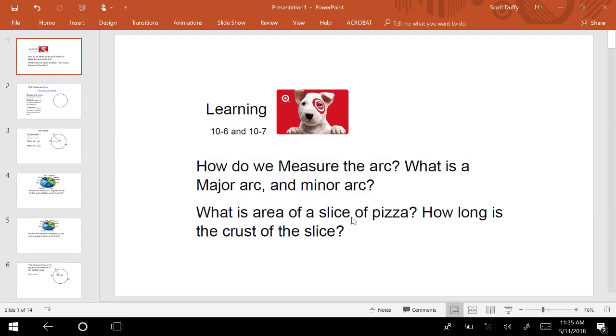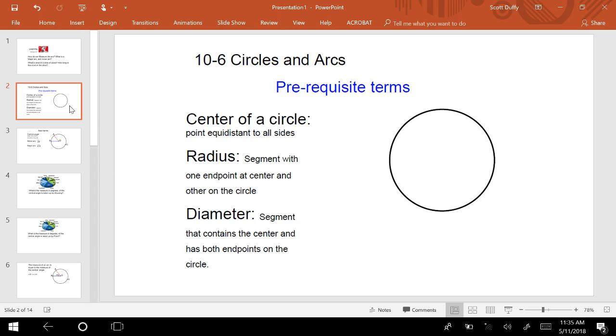Okay, today guys is an extension of yesterday's lesson. Today we're going to be able to figure out the measure of an arc, also figure out what a major arc is, a minor arc is, and also find the area of a slice of pizza, also known as a sector of a circle. How long is the crust of the slice? That's an arc.